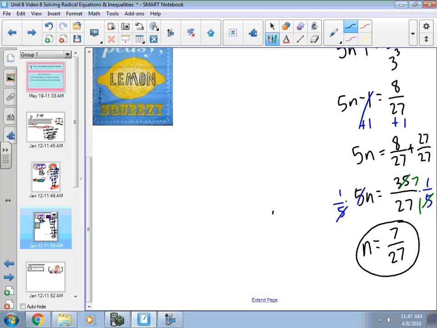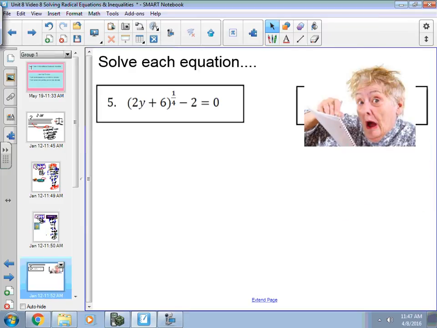Okay, so that's an example of what you should do if you've got a fraction power. Here's another one that has a fraction power. Now, again, we know another way you could write this is the 4th root of 2y plus 6, minus 2 equals 0. So you can think of it either way. Whatever way makes more sense for you, you can do that. But either way, our first step here should be to add 2 to both sides. We want that gone.